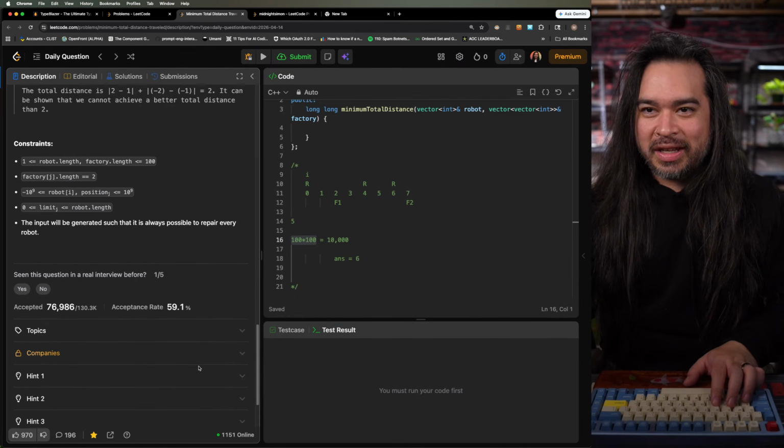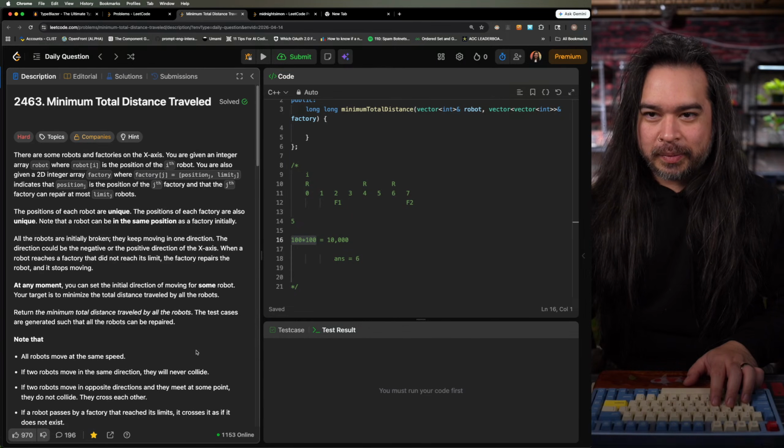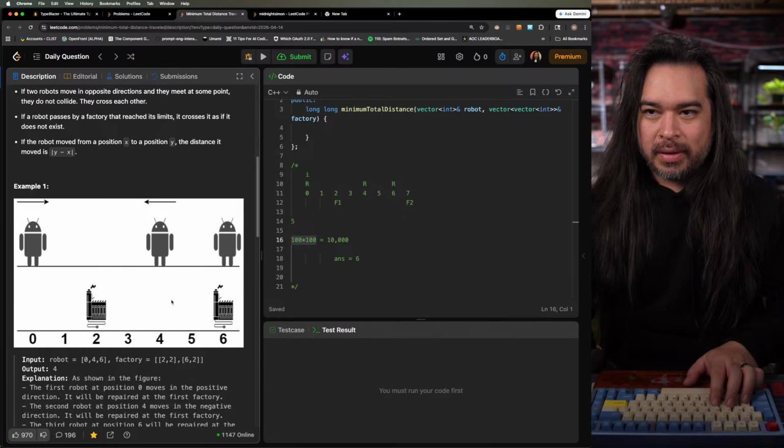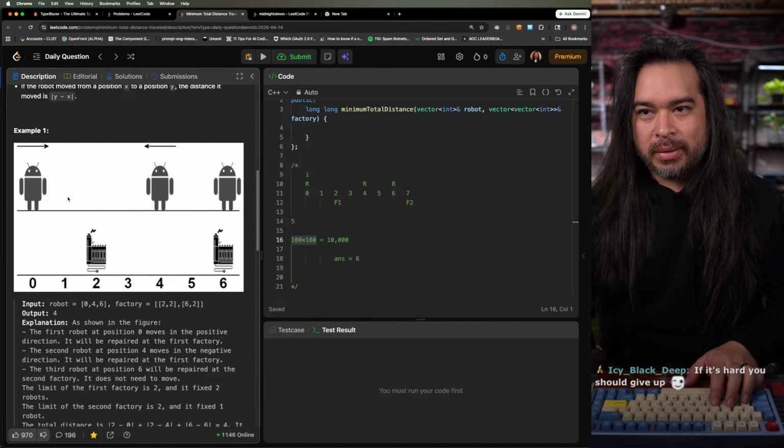Should I start looking at hints, or should I give it more thoughts? At any moment, you can set the initial direction of some moving robot. So it's either put this left or right. Left or right.